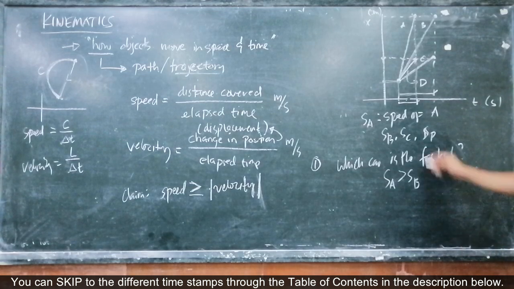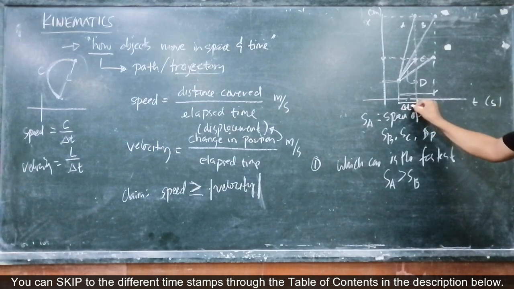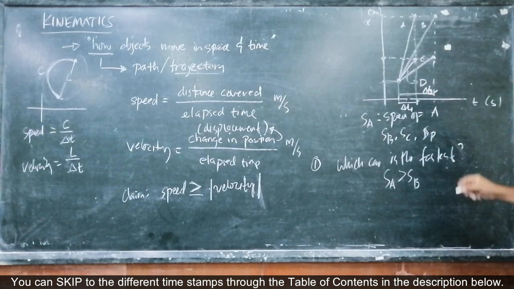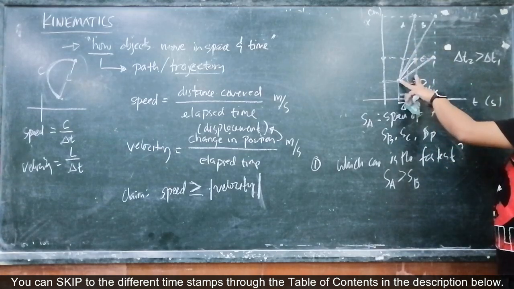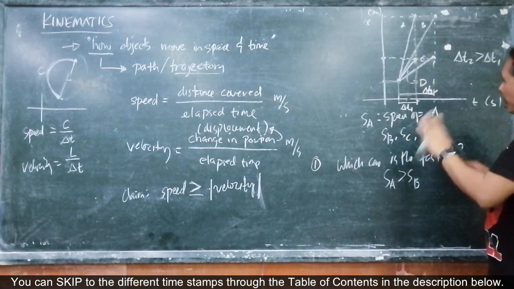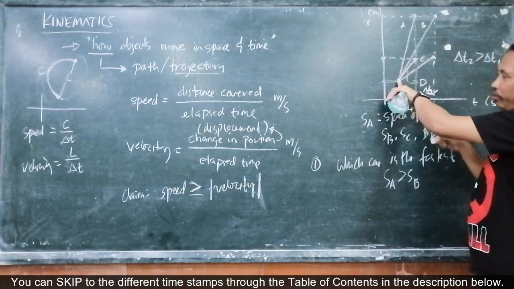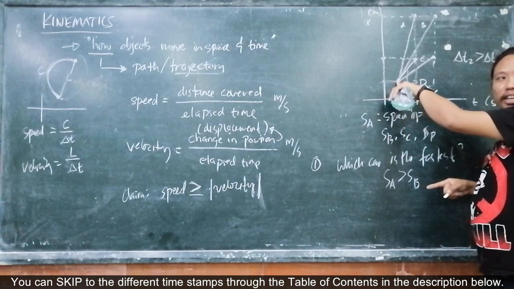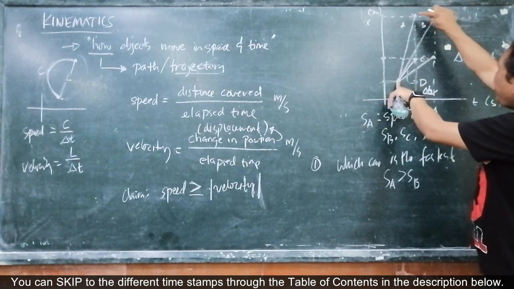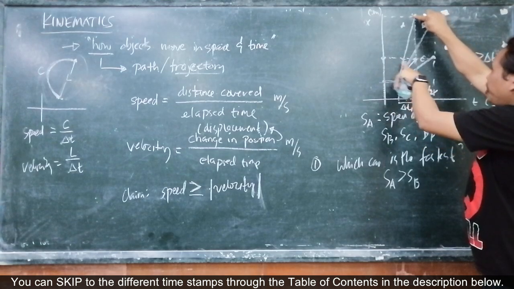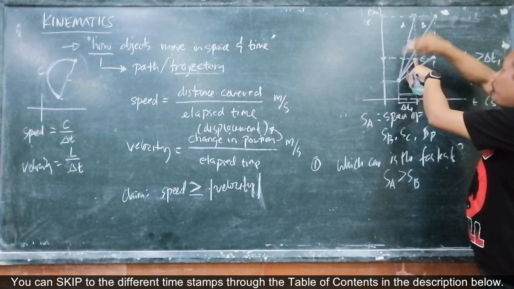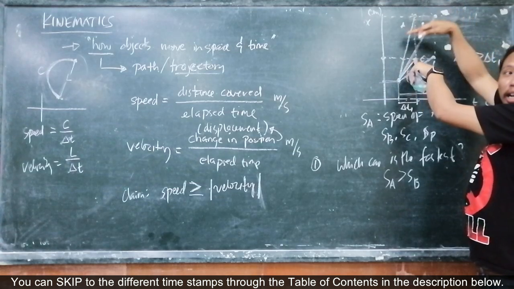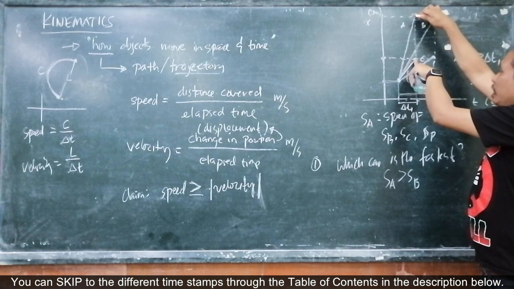So, we can call this delta T1 and this is delta T2. And we know that delta T2 is greater than delta T1. Now, think of this as simultaneous: A and D left this point here. A and D reached their destination at the same time, but they have different destinations. A traveled much further than D.